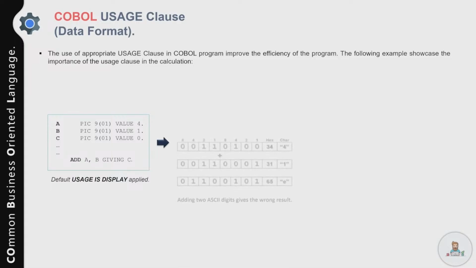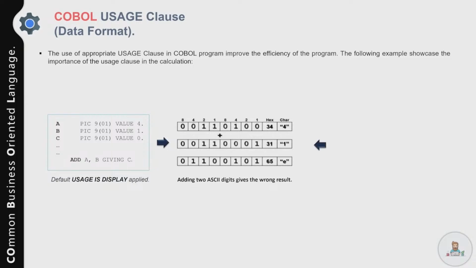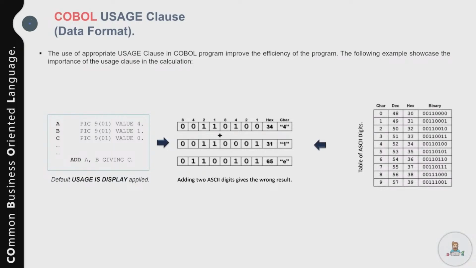In the following example, we have three different variables, A, B and C, and they are defined as numeric, and we have not used any usage clause for these variables. So the default usage clause, that is usage is display, will be applied. The initial values of these variables are 4, 1 and 0. We are going to add A and B and store the result in variable C. As I already mentioned, none of the data items have an explicit usage clause, so they default to usage is display. This means that the values of variables A, B and C are stored as ASCII digits.